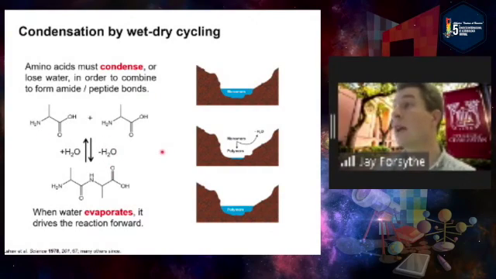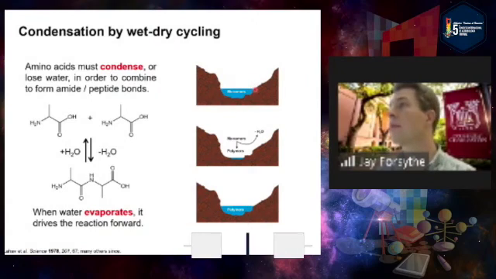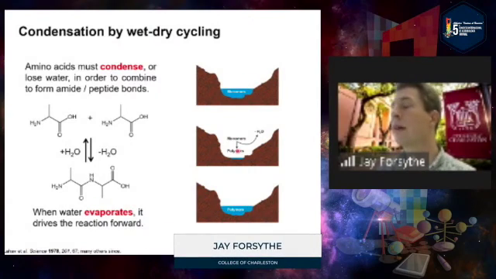There are a number of ways to carry out amino acid polymerization. This has been studied in the literature for 50, 60 years, right? But what we use is a technique called wet-dry cycling. So you can imagine putting monomers like amino acids in a pool of water, evaporating the water, driving off one of the products and pushing the equilibrium forward and resulting in the formation of polymers.